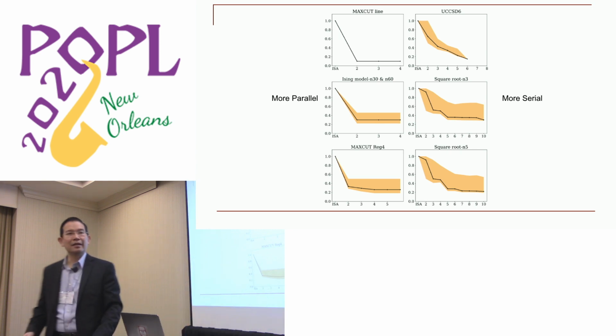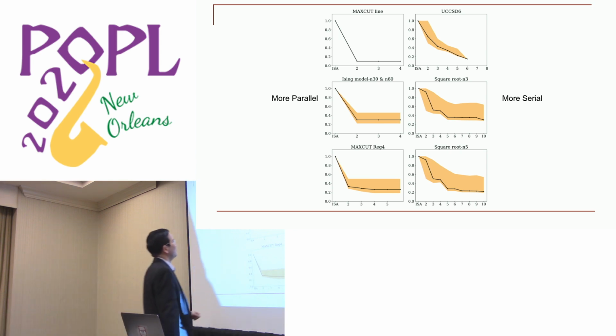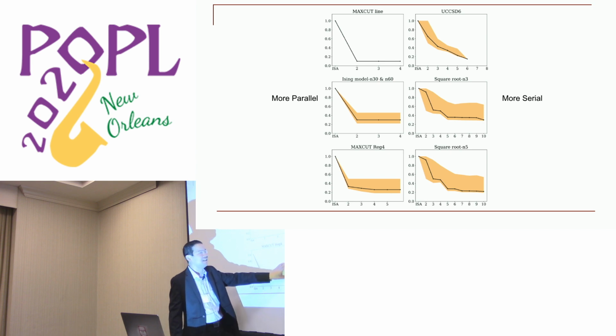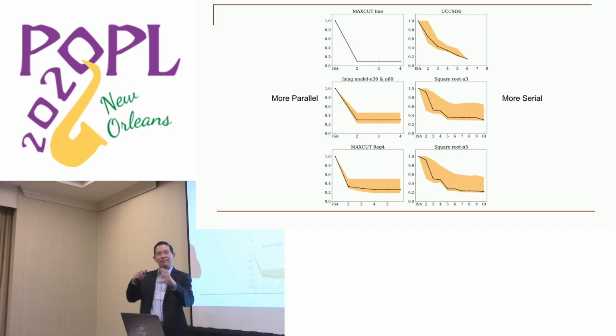Sorry, what's the meaning of the shaded region? The shaded region, this is the average. The shaded is the different subcomponents, how much they got. And then the black is the aggregate.